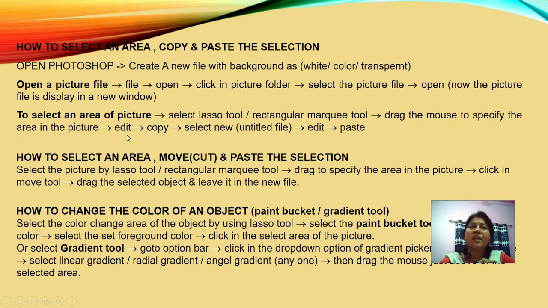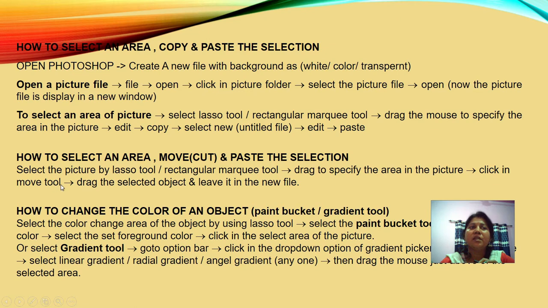Then click on edit, copy, select a new file, that is your untitled file, and click on edit and click on paste. Okay. Now next is how to select an area for move, that is called cut and paste the selection. Same as your copy and paste.